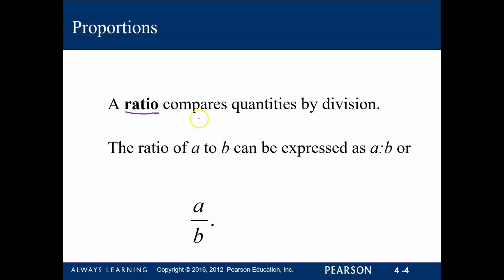So ratio compares two quantities by division. You can write ratios in two different ways. You can write it using a colon in between the two quantities, or you can write it in fraction form. Now, one thing that is important when you are writing a ratio is that whichever form you use, you have to follow the order of the quantities that were mentioned.